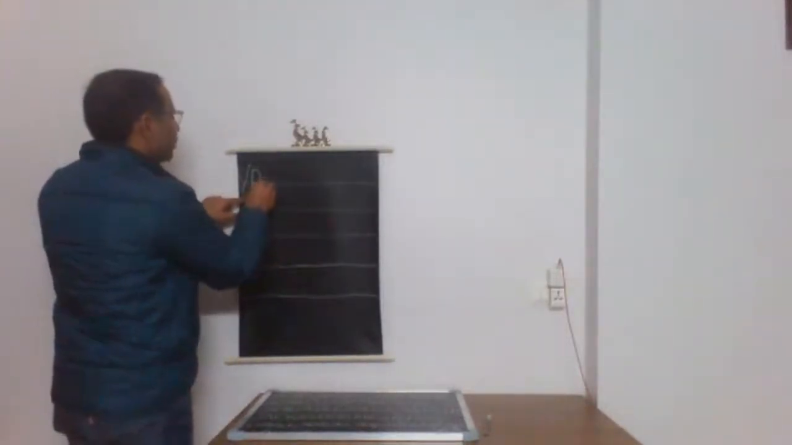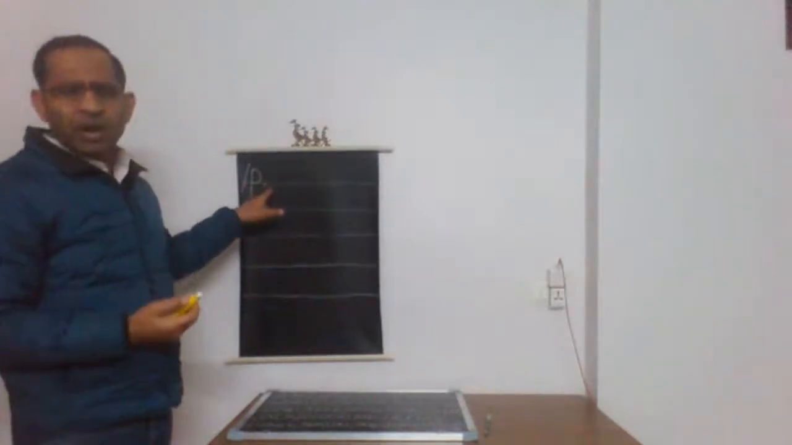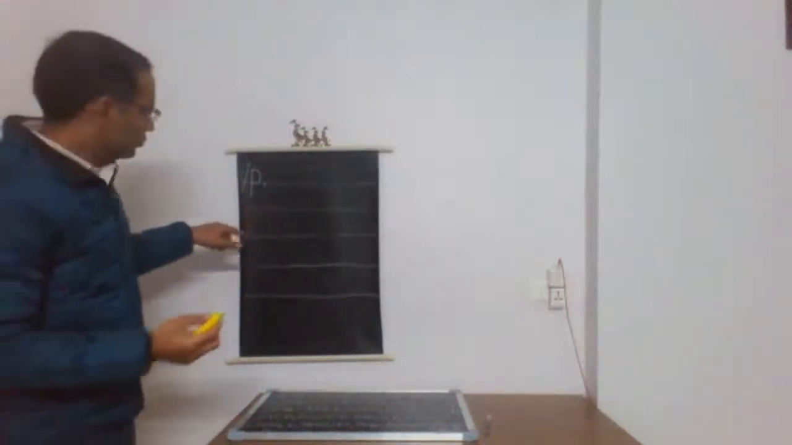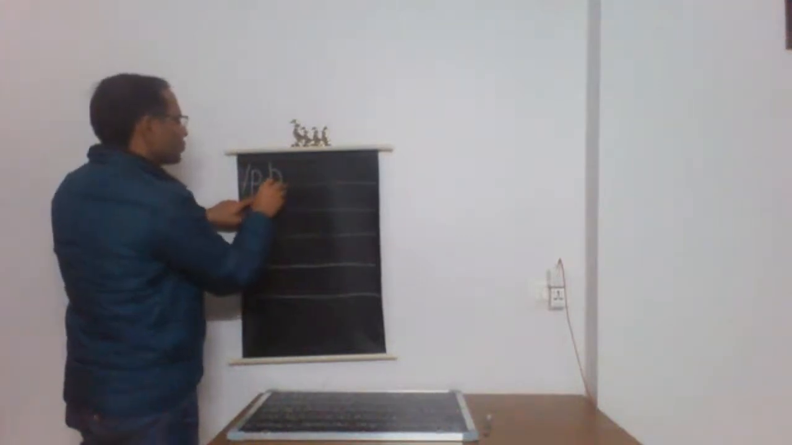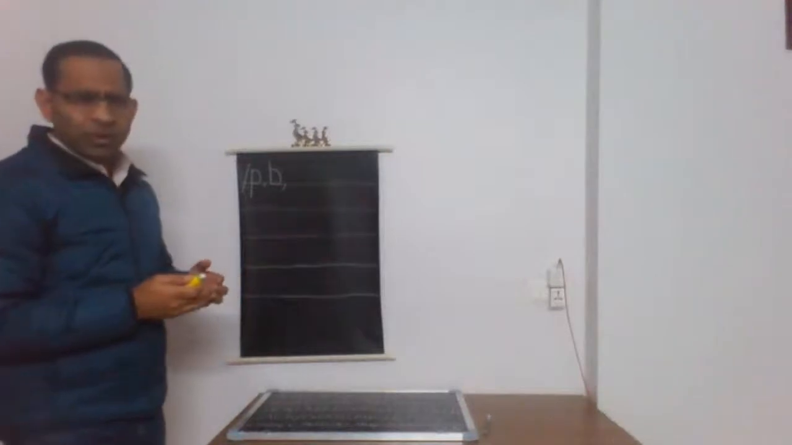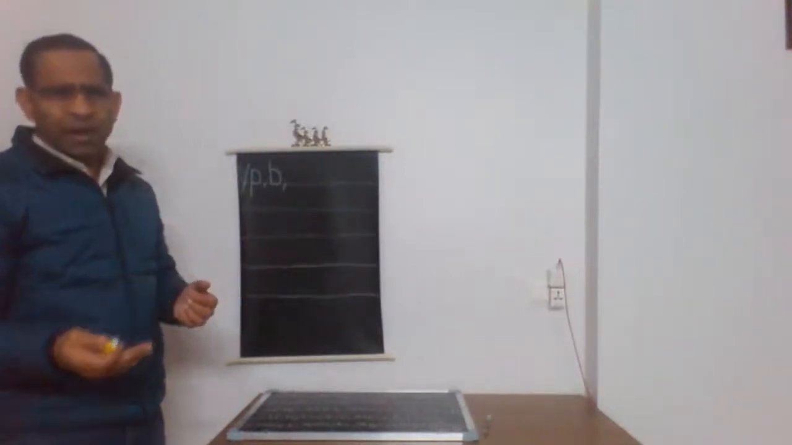Next is ba, and we use pa sound in words like part, position, possible. Now ba is a voiced sound, and it is used in words like ball, basic, and bad.